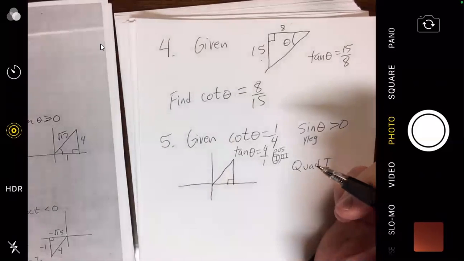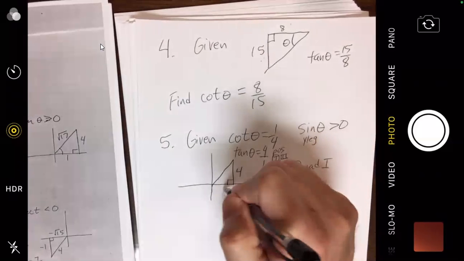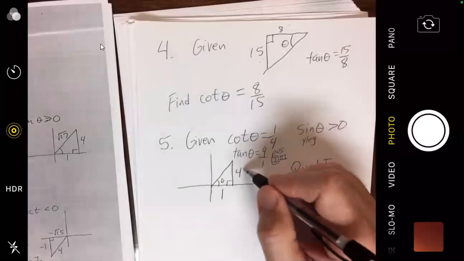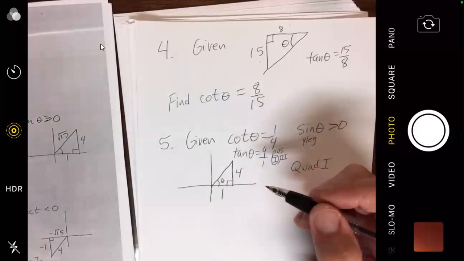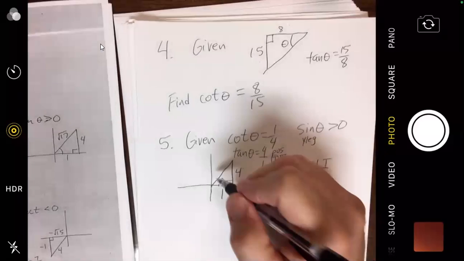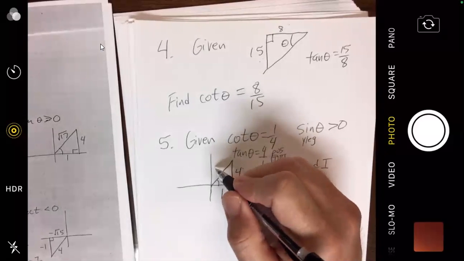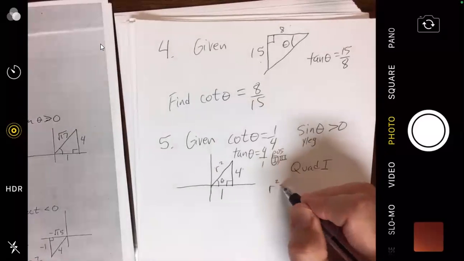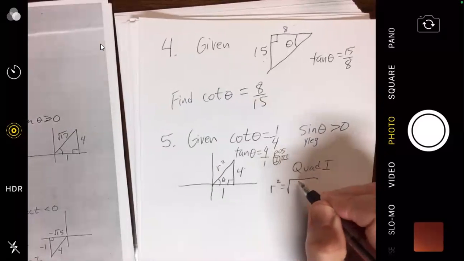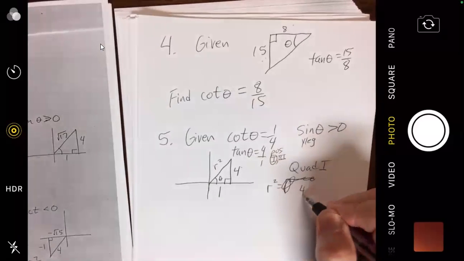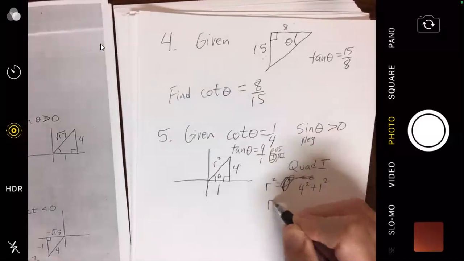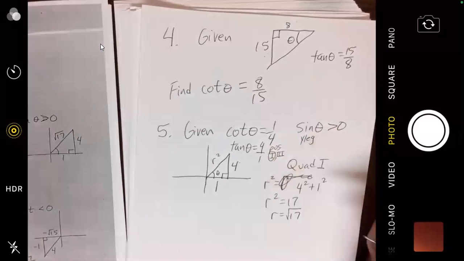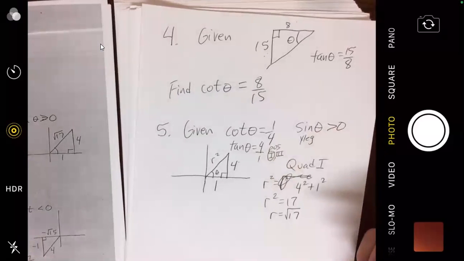All right, which means tangent theta is 4 over 1. Means your Y leg's 4 times your X leg. Your hypotenuse, call it R. R squared is 4 squared plus 1 squared, so R squared is 17. R would be the square root of 17. You only need a positive.